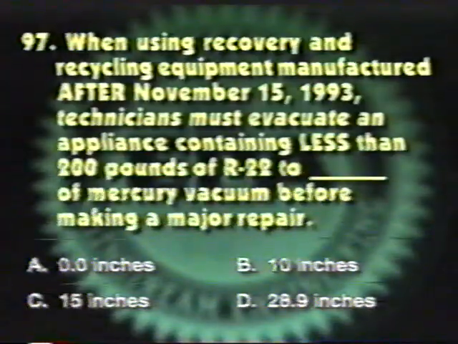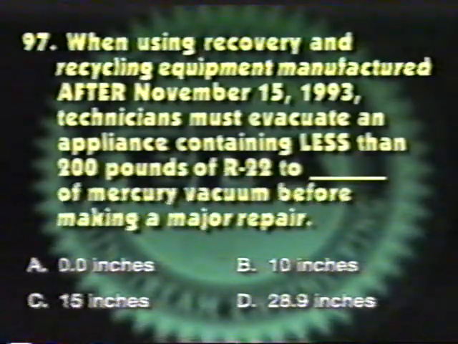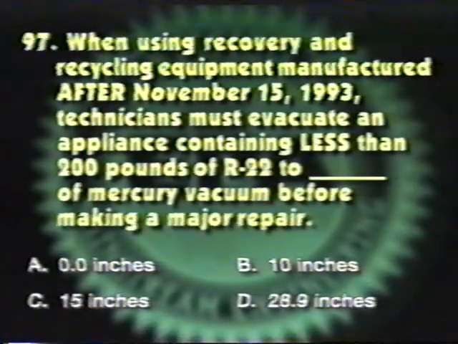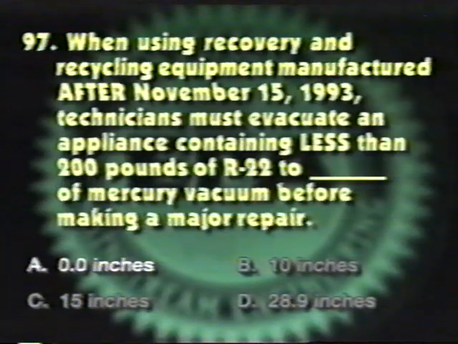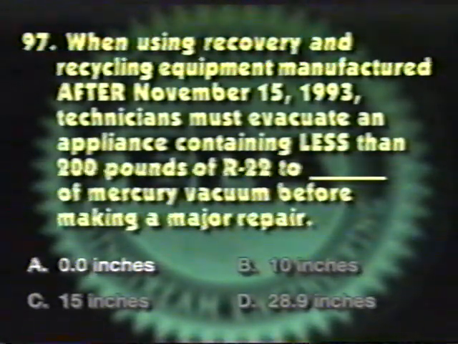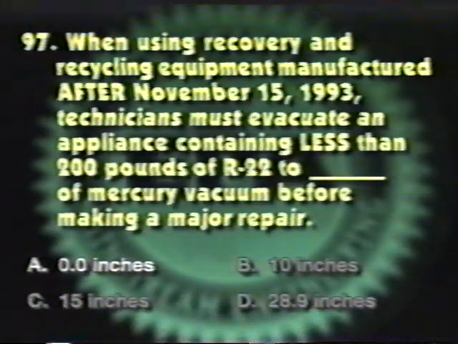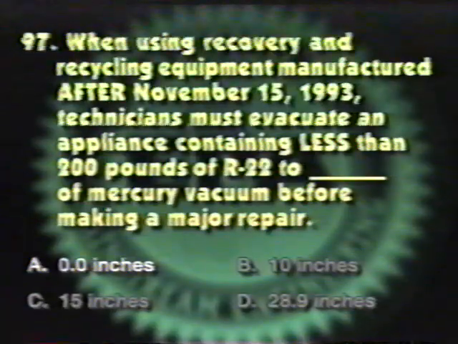When using recovery and recycling equipment manufactured after November 15, 1993, technicians must evacuate a system containing more than 200 pounds of HCFC-22 to 10 inches of mercury vacuum before making a major repair. If the system contains less than 200 pounds, the system must be evacuated to 0.0 inches of mercury. Therefore, the correct response is A, 0.0 inches. Review Table 14 before taking the exam.